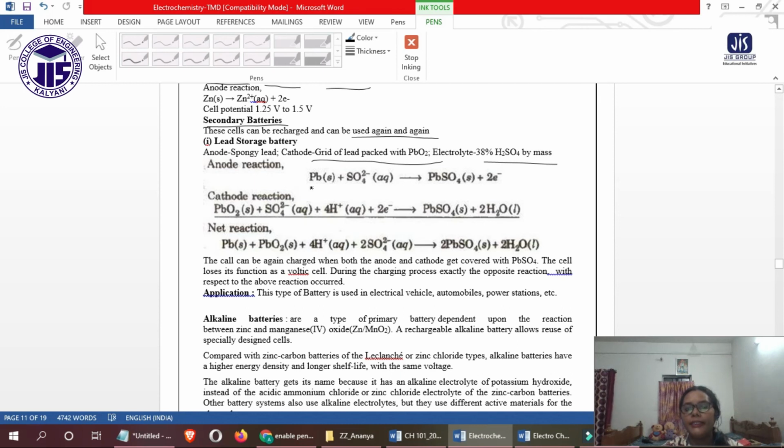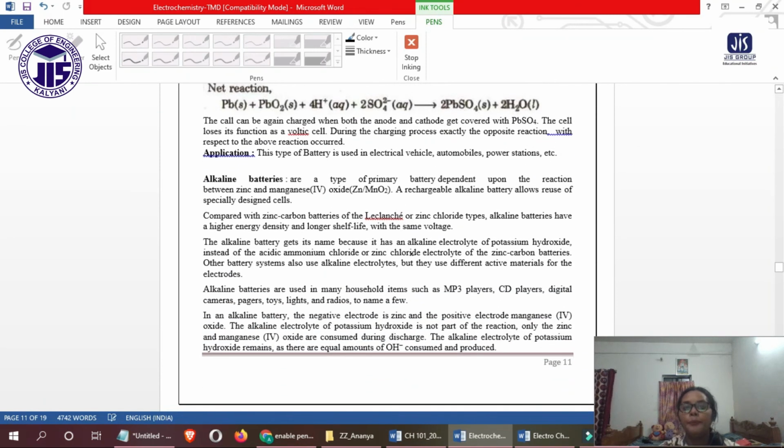Generally this is the anode reaction: lead will react with sulfate and form lead sulfate, and 2 electrons are released. Those electrons are again taken up by lead oxide, and it will form lead sulfate, and a water molecule will form. This is the total reaction. Now, what is the application of this type of battery? This type of battery is used in electrical vehicles, the automobile industry, and power stations. For this case we use the secondary battery.